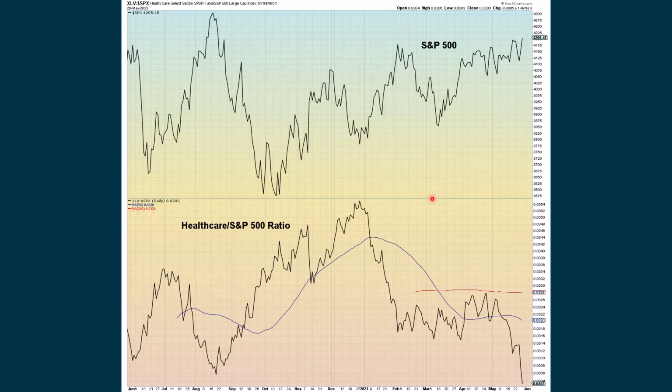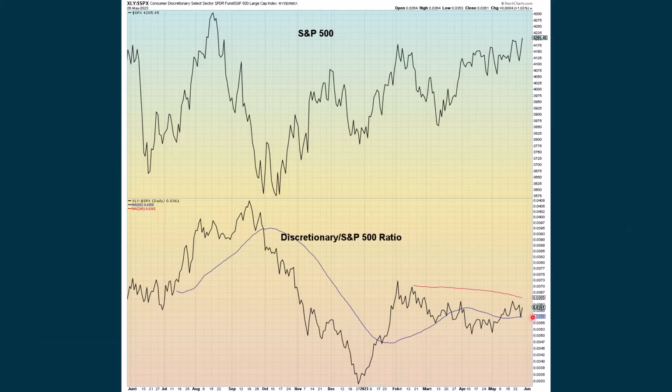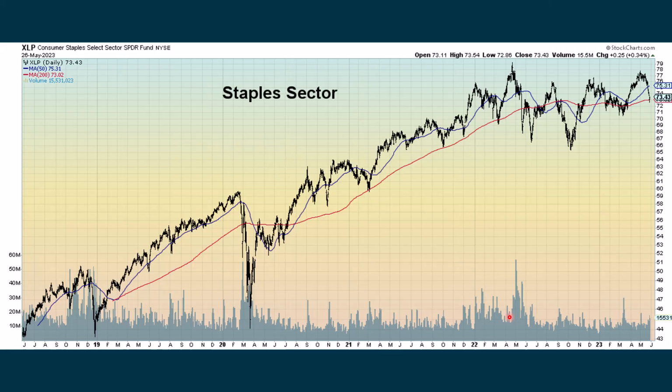And when we look at healthcare, it's also in an overall downtrend. Here's another look at healthcare showing the ratio is underperforming. Then we look at discretionary, which has pretty much been chopping sideways. It's not that discretionary is doing so great, it's that staples are doing pretty bad currently. Here is the staples sector, where it's really been falling even though it's in an overall uptrend.